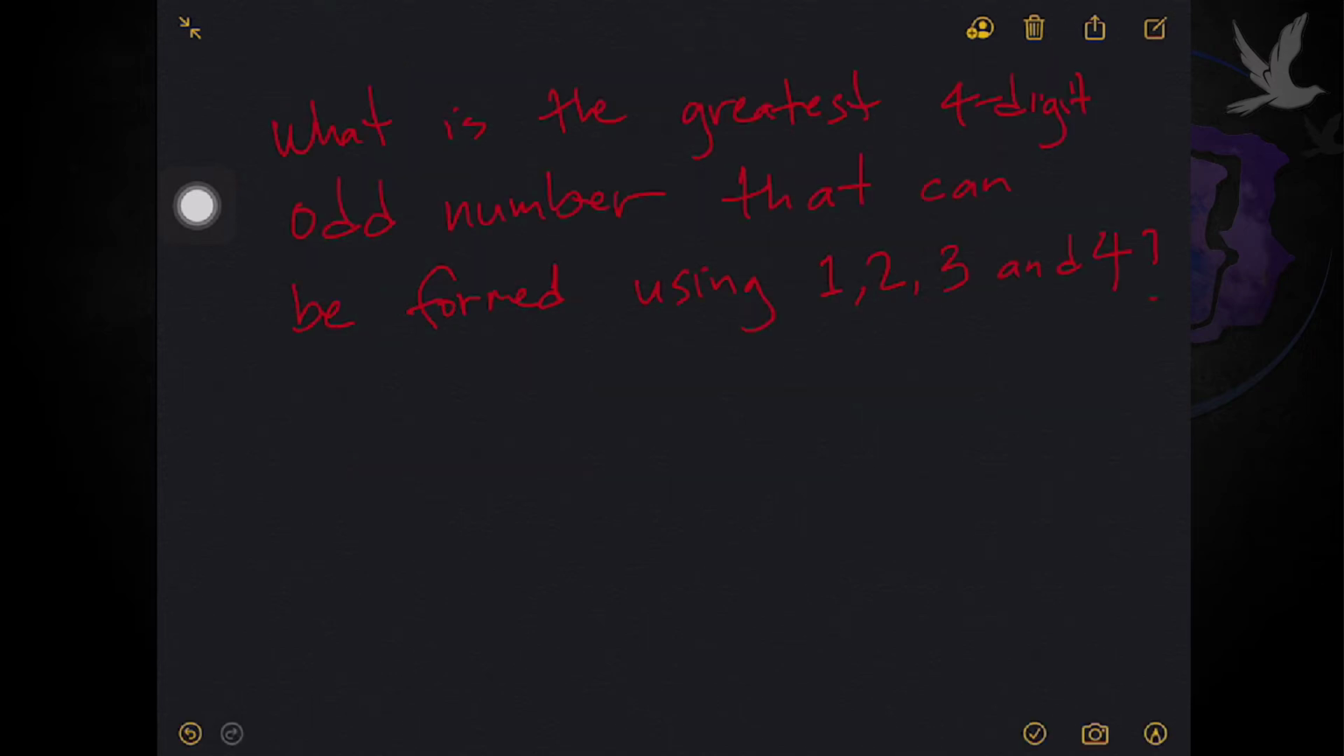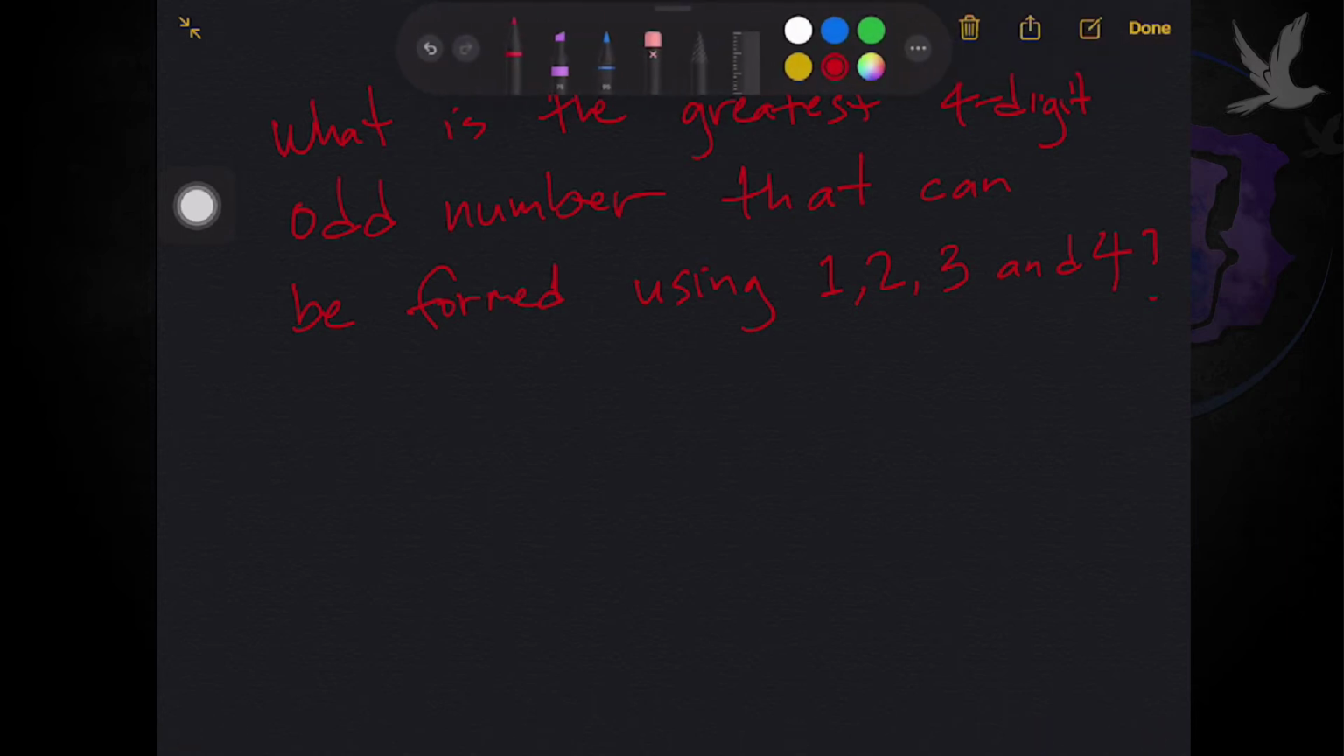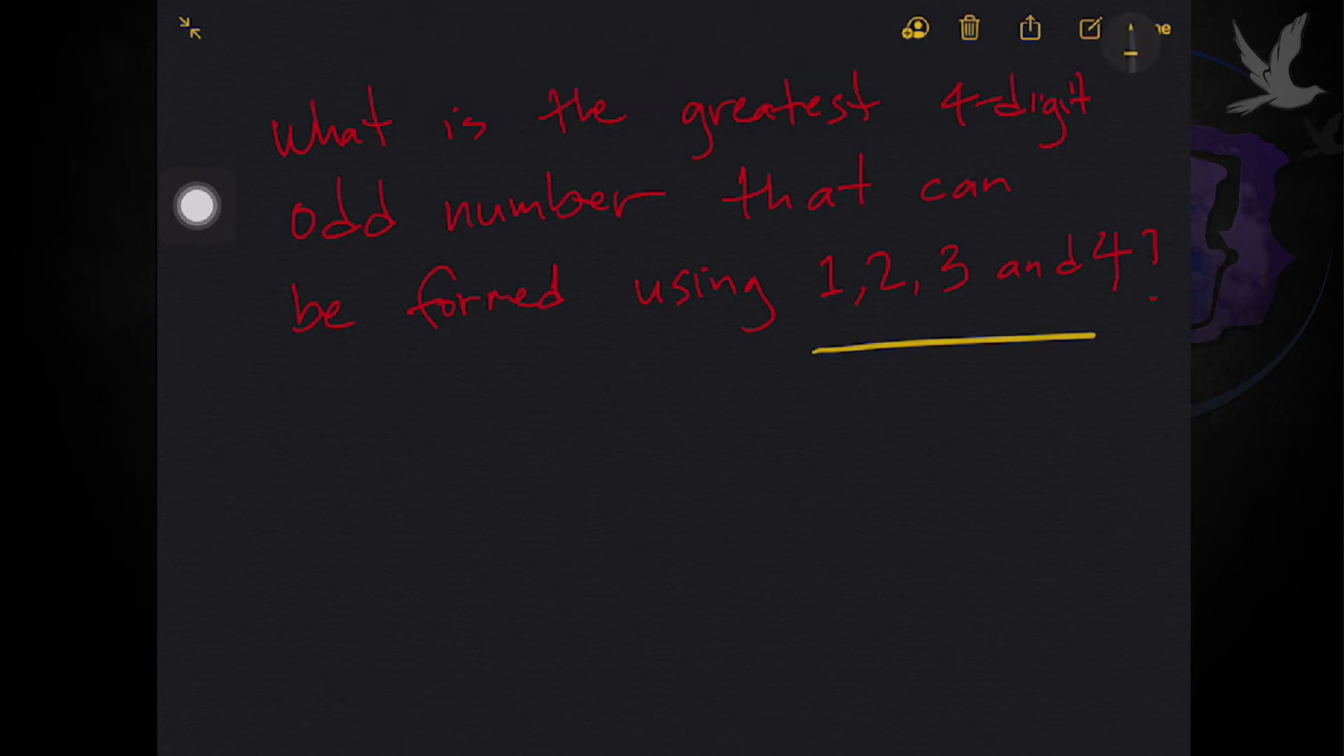Okay, for page 29, all you have to do is fill in each blank with the correct answer. You need to understand the sentence being asked here. Ang sabi kasi, what is the greatest four-digit odd number that can be formed using 1, 2, 3, and 4? So we are going to make use of the digits 1, 2, 3, and 4 to form the greatest four-digit odd number.